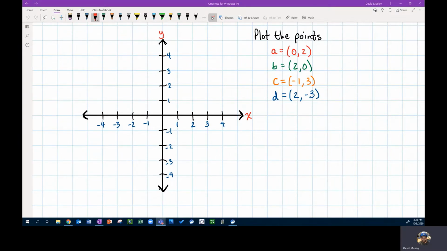Today we're going to be reviewing how to draw graphs by hand. So to do that, we're going to start by just simply plotting points.